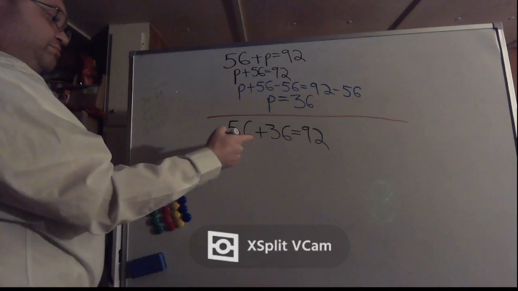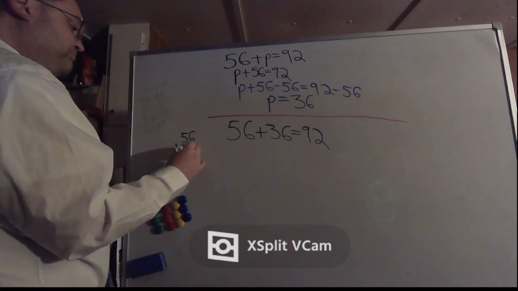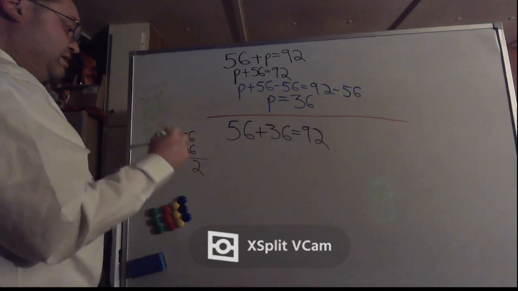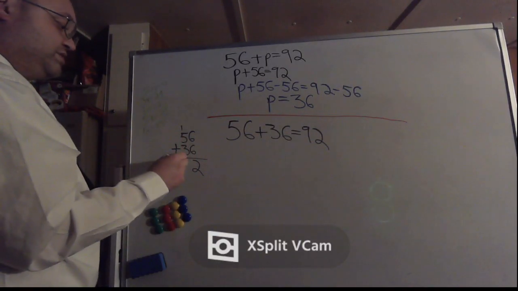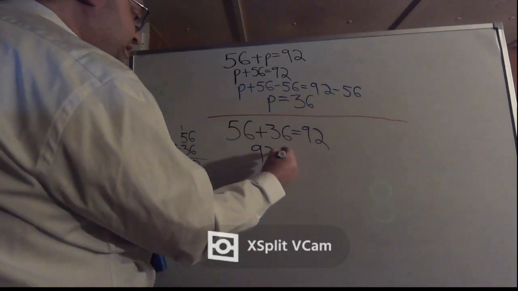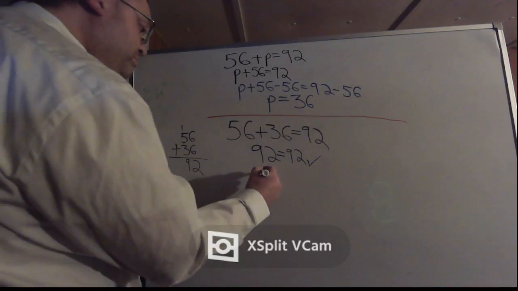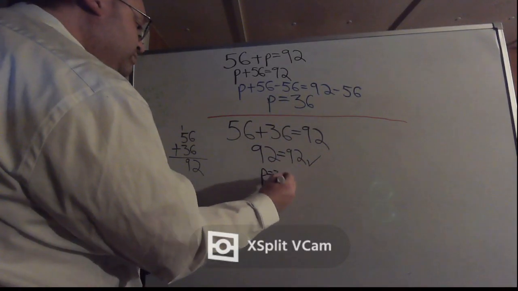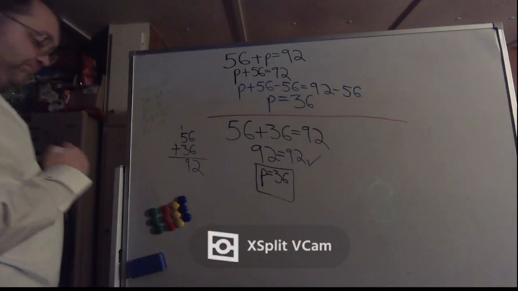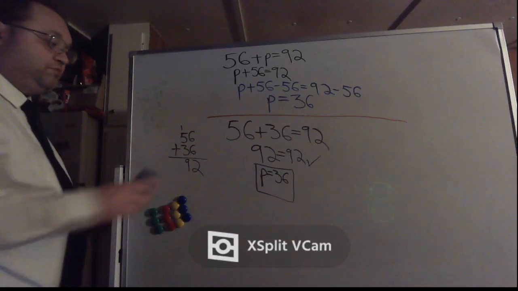So we'll take this problem here. We'll work out 56 and 36 on the side. 6 plus 6 is 12. Carry the 1. 1 plus 5 is 6, plus 3 is 9. In fact, that is the correct answer, because 92 equals 92. Therefore, it's safe to say that P equals 36. All right? So these are your basic addition subtraction type of variable problems.